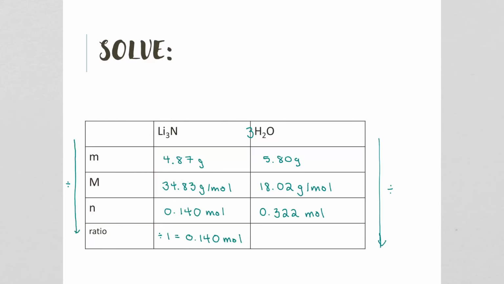We actually have more if you look at the mole column, but we have to remember about the coefficient. So we need to divide by 3 because we need 3 water molecules for every 1 lithium nitride. So it actually is equal to 0.107 moles. So in this example, the water is the limiting reactant. So if you were asked which one is the limiting reactant, in this case it's water.